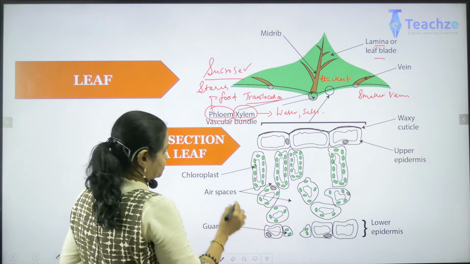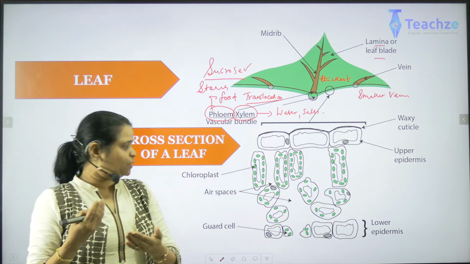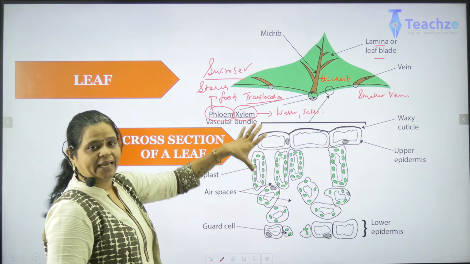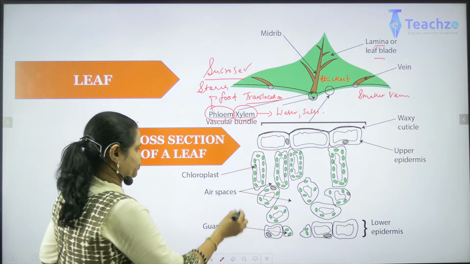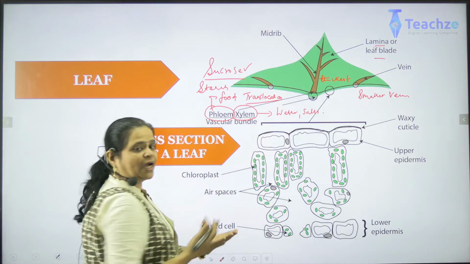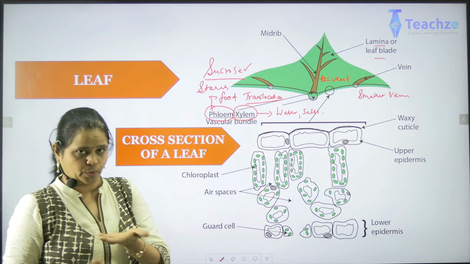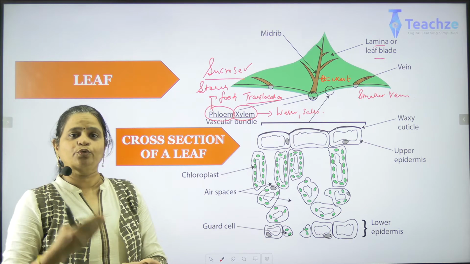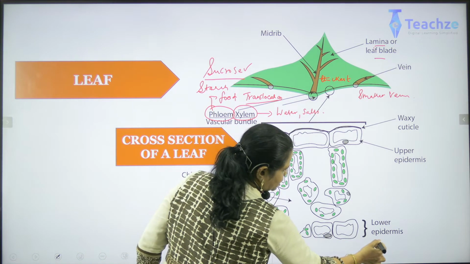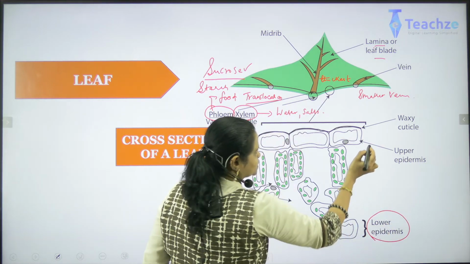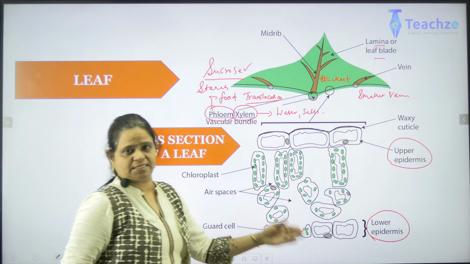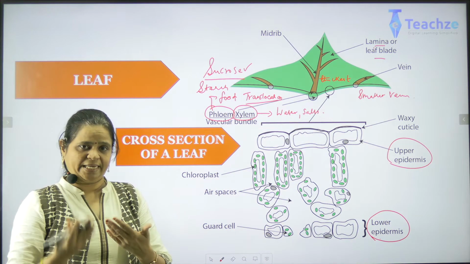Now, if you take a peel of the leaf and look under a microscope, you will find the different areas of the leaf. What are the different areas of the leaf? You see that a leaf has an upper portion as well as a lower portion. So it has two epidermis, the upper epidermis as well as the lower epidermis. So here you have the lower epidermis and here you have the upper epidermis. We see two epidermal layers because it has both sides.